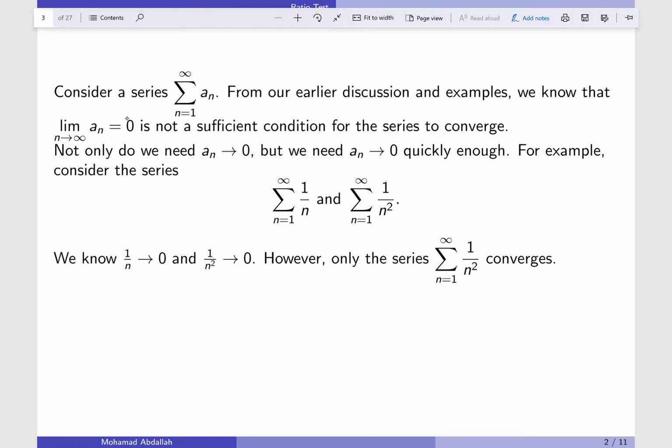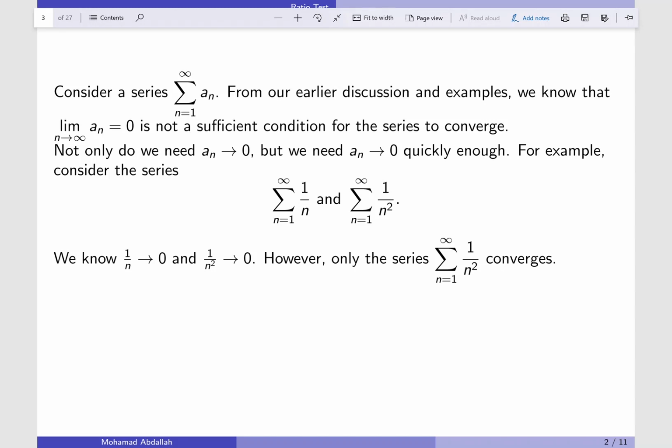Now, we saw that the two series, sum from n equal 1 to infinity of 1 over n, and sum from n equal 1 to infinity of 1 over n squared, are two familiar series. We know that one of them converges and the other one diverges, even though the two terms, 1 over n and 1 over n squared, both approach 0 when n approaches infinity.